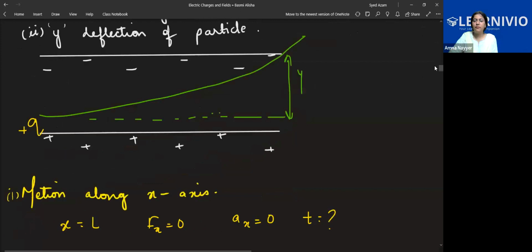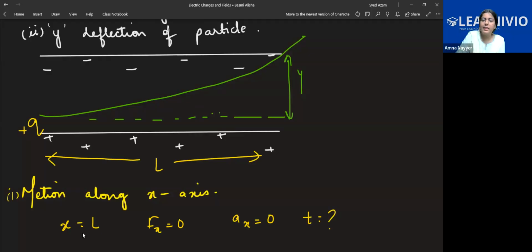For the x-axis first we will see. The length of the plate has been mentioned as L, so our x distance is L. Now, is there any acceleration along the x-axis? No. And is there an acceleration along the y-axis? Yes. Why? Isn't it going upwards? Because it is going upwards.